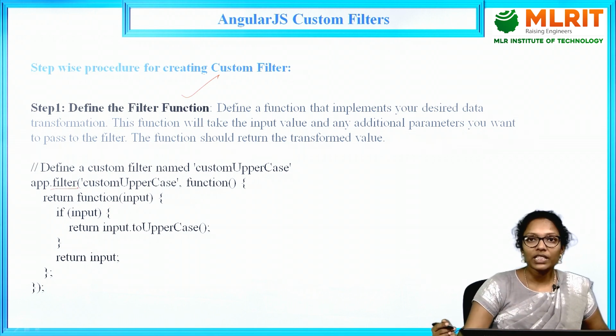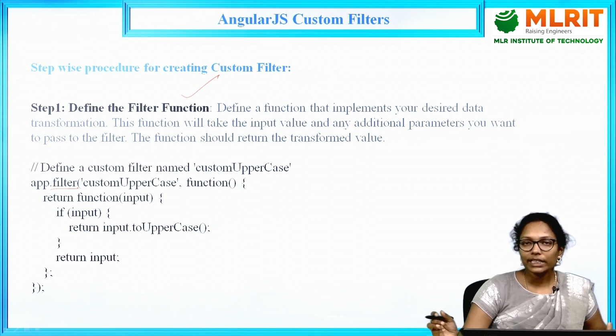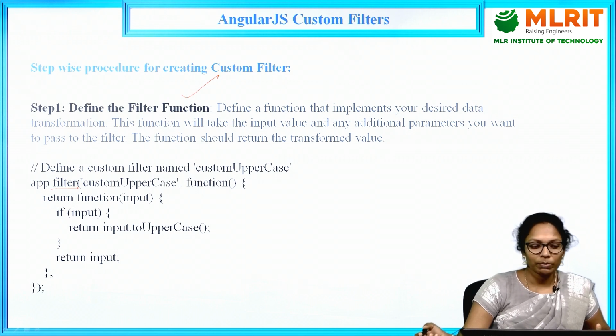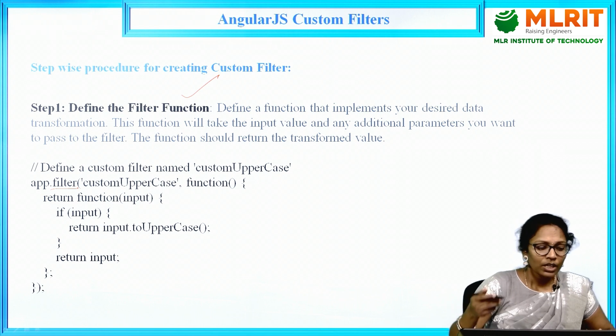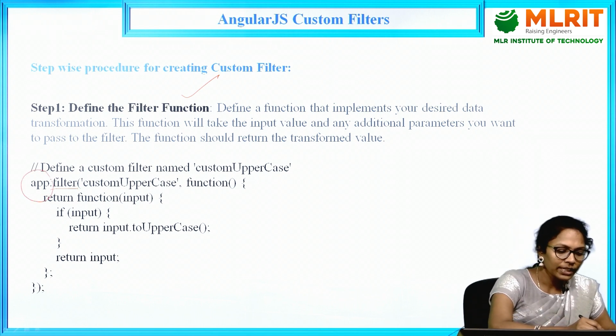To apply this filter, again we need to create a module. We know the module is a container which connects all the parts of your application. The parts may be a filter, a directive, or a controller. To connect all those things, you create the module first. Whatever the module object is, here it is app, and for that app you are creating a filter.